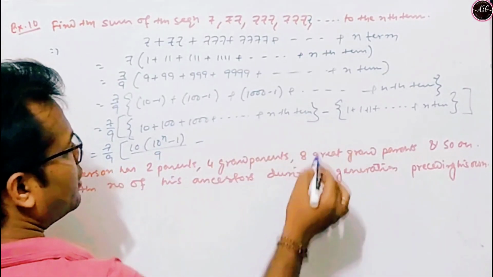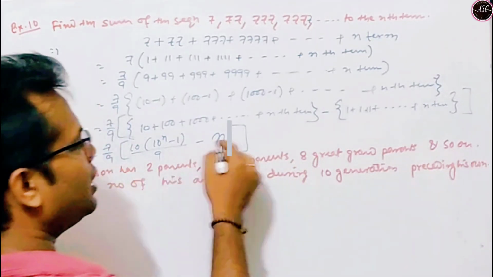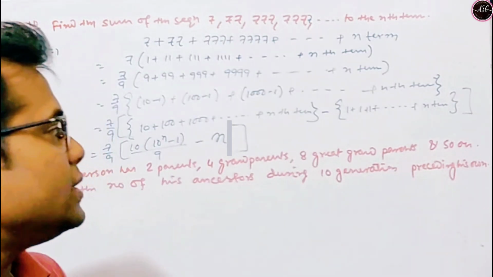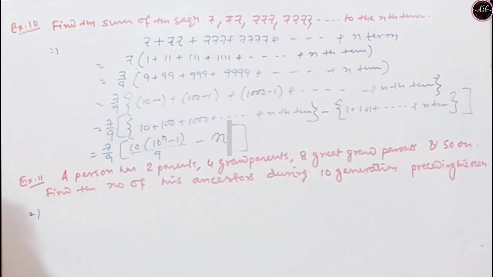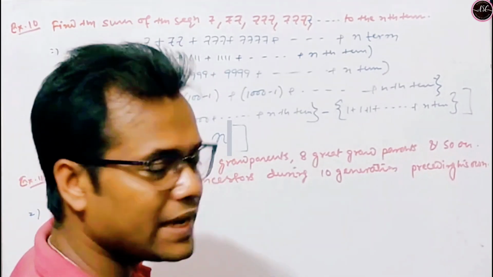And here this term will be n. Okay, that will be your answer. Now look at this question. A person has 2 parents, 4 grandparents, 8 great grandparents, and so on. Find the number of his ancestors during 10 generations preceding his.